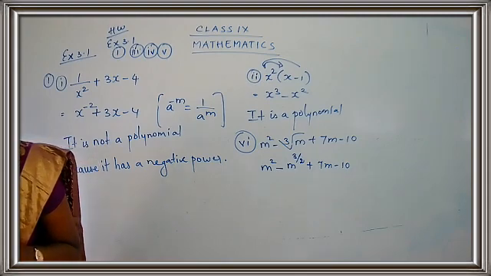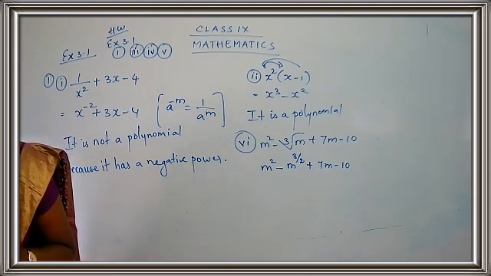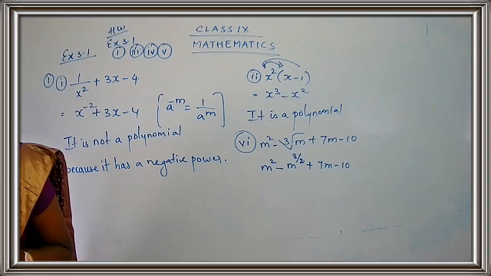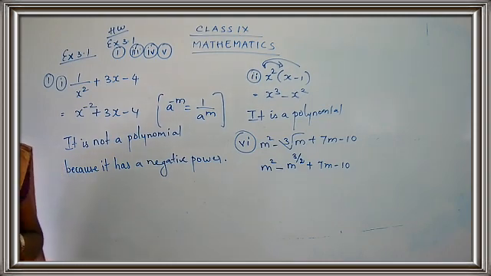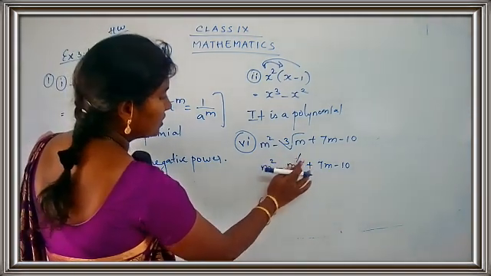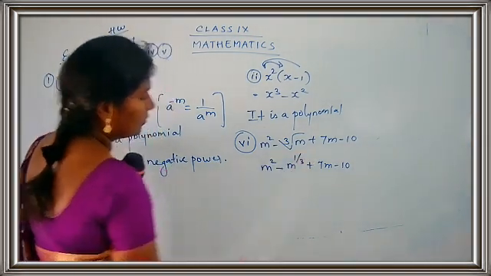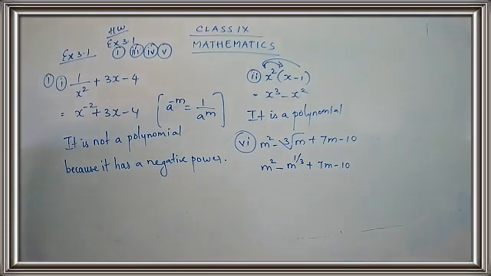Now the steps, children. So this was 1 by 3 only, children. Just make it 1 by 3. Do not get confused. I thought it's 1 by 3 only. You have to write down 1 by 3 only there. Cube root of m will be written as m raised to 1 by 3.